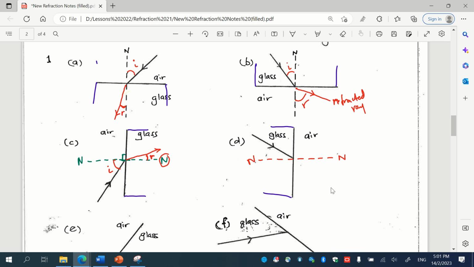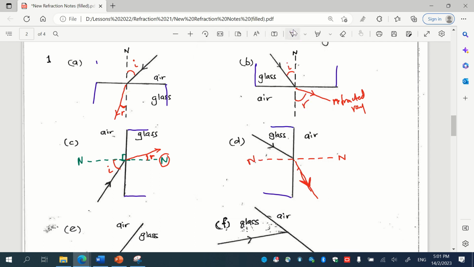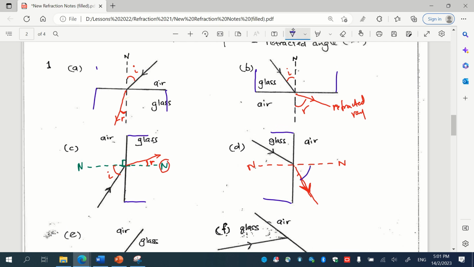Okay, this sector. So now ask yourself, bend towards or away? Glass to air, bend away from the normal line. So bend away. You should bend this side. Okay, bend this direction. So where is my angle R? This is my angle R. This is my angle I.